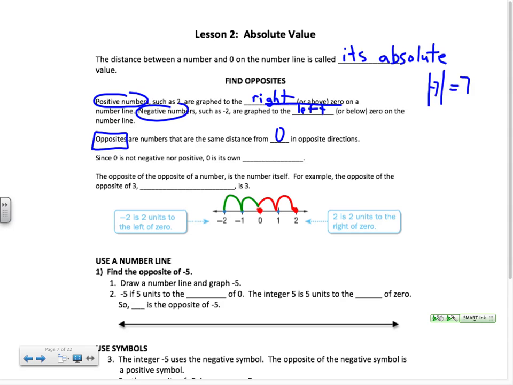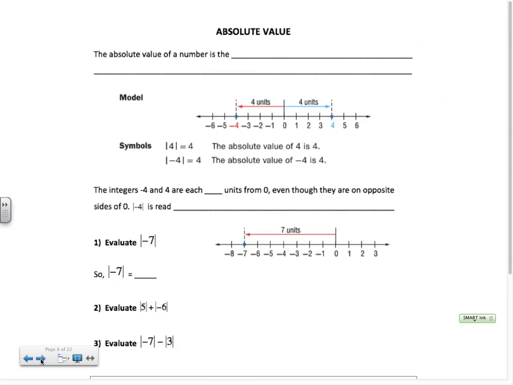Since 0 is not negative or positive, 0 is its own opposite. So if the question was, what is the opposite of 0? Your answer would be 0. Okay, this part is a little bit tricky, so we're going to skip that for now. Let's turn the page in our notes and just get right to absolute value, things we already know.